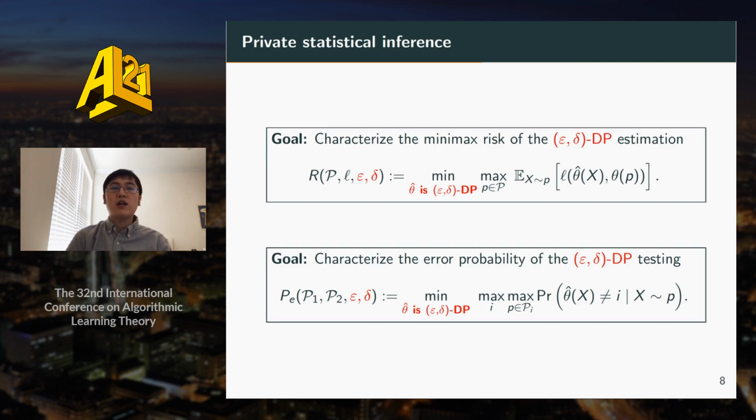Now, it comes to our main objective. We want to characterize the minimax risk in DP estimation and testing. Similar to the non-private version, we define the minimax error for (epsilon, delta)-DP estimation, except that we require our estimator theta hat to be (epsilon, delta)-DP. A similar case holds for the classification error for (epsilon, delta)-DP testing.